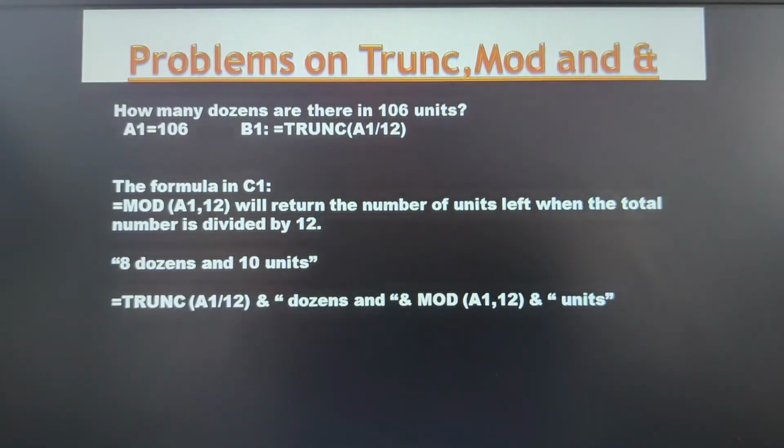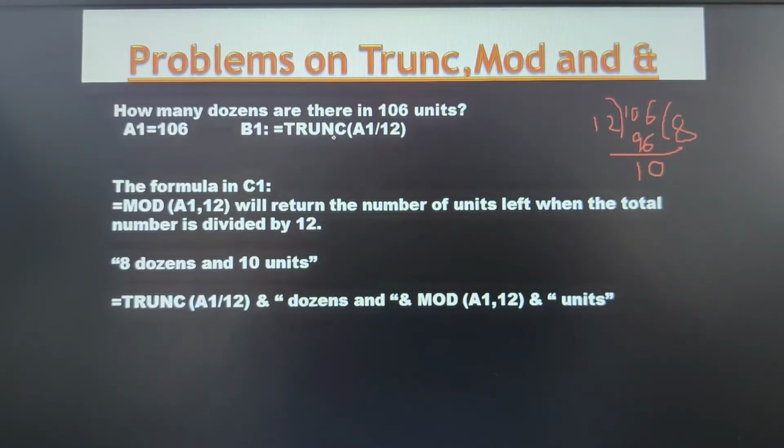So why did I take the TRUNC function only? See, what I do here is equals to A1 divided by 12. Let me show you here how the calculation happens using this particular formula. What we know is how many dozens are there in 106 units. So 106 divided by how much? 12, correct? So how much are 12 8s, we know 96. So 12 8s are 96, and what do I get as the remainder here? 10.